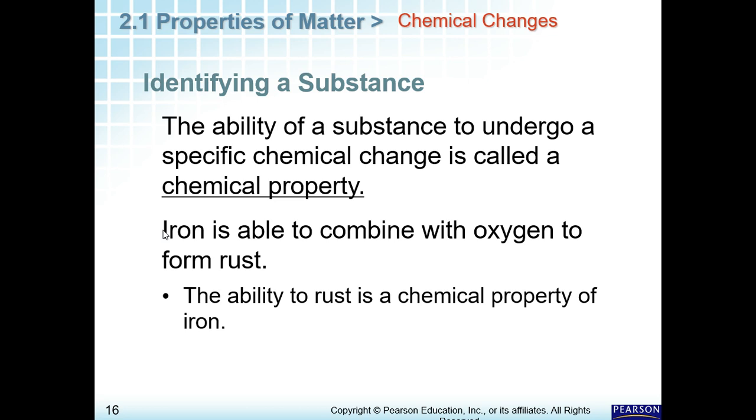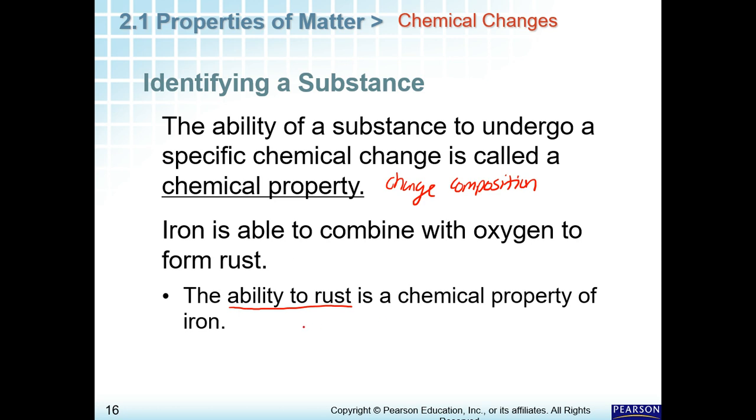Now that we've covered physical properties, let's look at the other hand, which is chemical. This is the ability of a substance to undergo a specific chemical change, and this is a chemical property. In other words, they change composition. Iron is able to combine with oxygen to form rust. The ability to rust is a chemical property. If you look at iron and it rusts, it changed its composition or its makeup, but you're still able to observe that as being chemical.